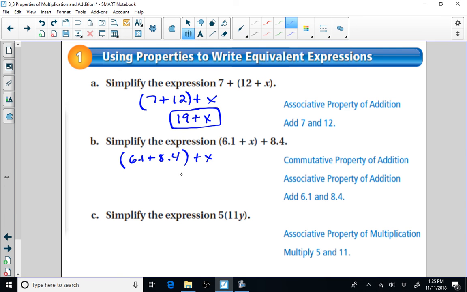I changed the order of the addends, and because I changed the order, that's an example of the commutative property. Now I'm using the associative property because I'm grouping these two together. So when we add 6.1 and 8.4, that's going to be what? 14.5 plus x, and that's my new simplified expression.